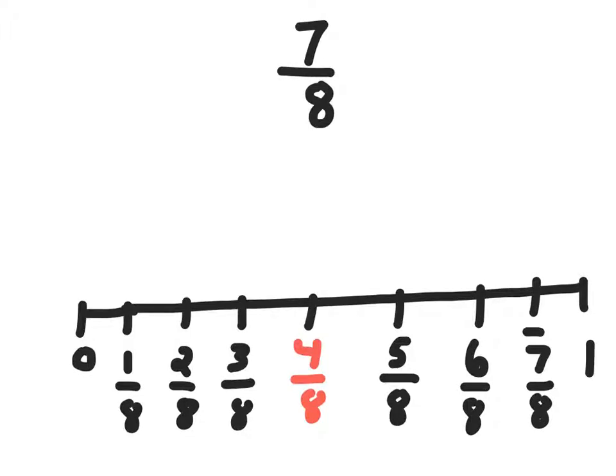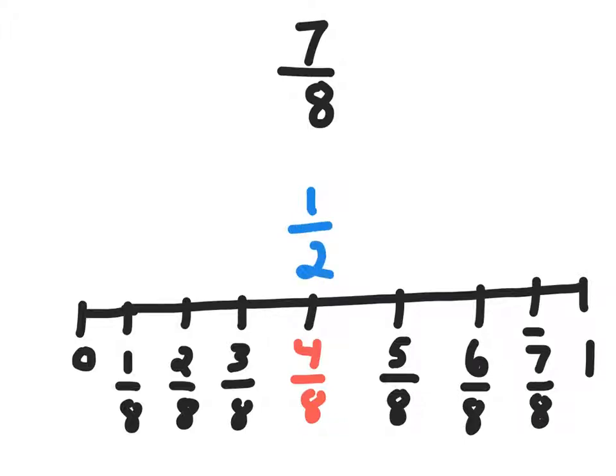Alright, so here's going to be our first example. And as you can see, we have our fraction 7/8. And we want to round this to either 0, to 1, or to 4/8. And 4/8 is just another way of writing 1/2, because 4 is half of 8.